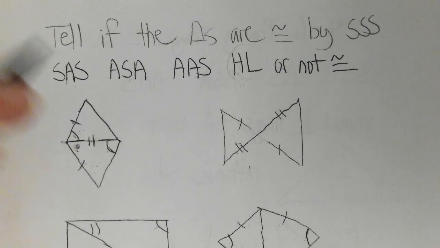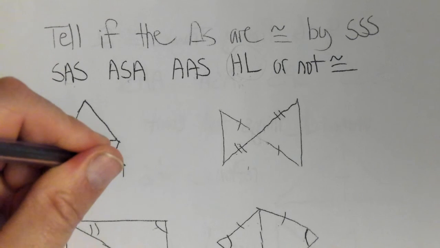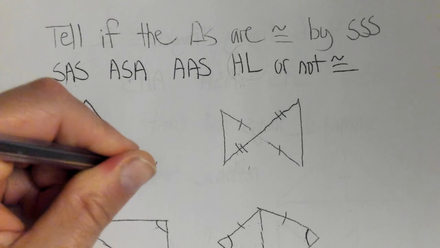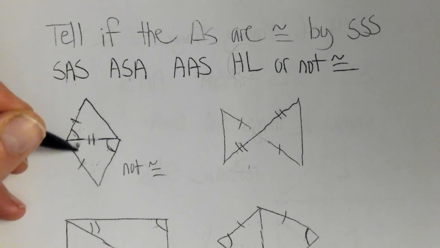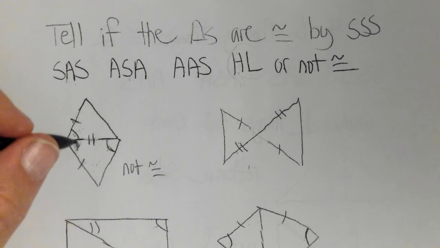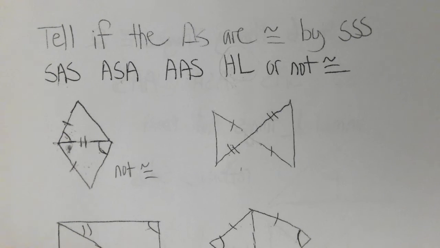They've got to at least match to have a chance. So this one we cannot say is congruent. So again, this is the angle that we would need to have side, angle, side. All right, next one.